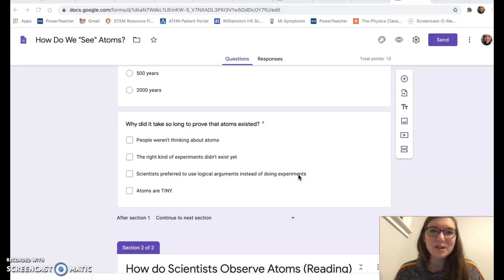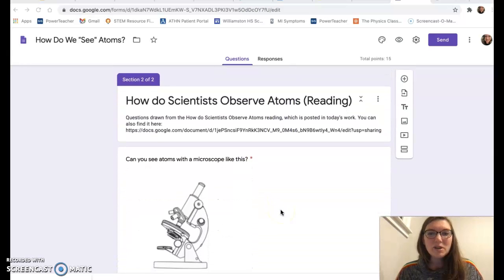So why did it take so long to prove that atoms existed? A hint for this question is that I put check boxes instead of a multiple choice. You could actually check all 4 of these and that would be fine. If you check any of them, then you're definitely on the right track.